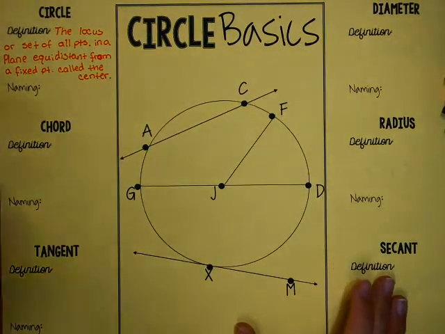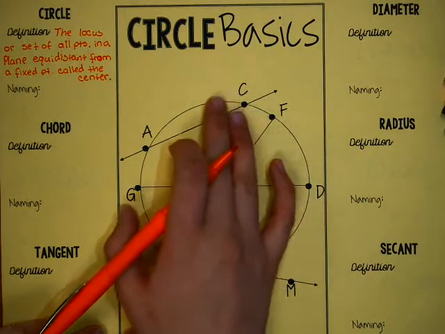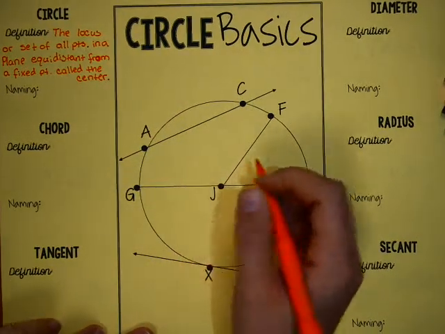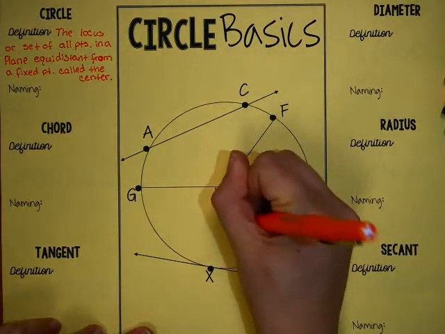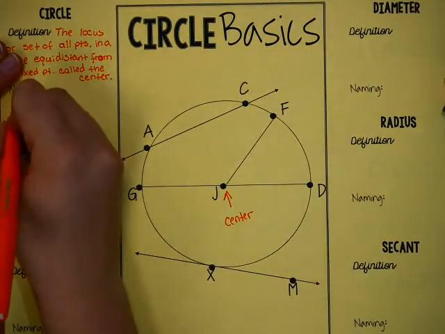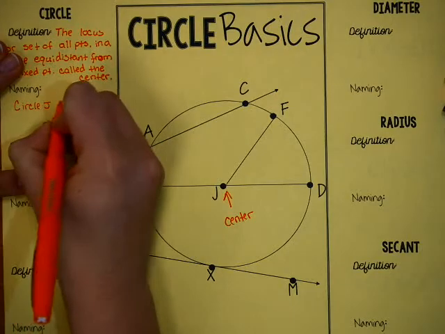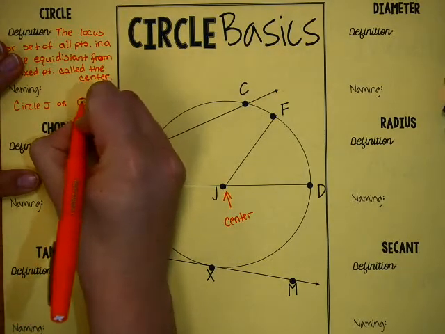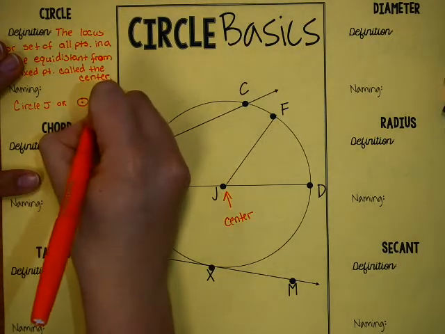So in our picture here, we have a circle, right? And we're going to call it circle J. J is going to be the center of our circle. And how we name it is we can simply say circle J, or with notation we'll draw a mini circle with the center point and label it J.